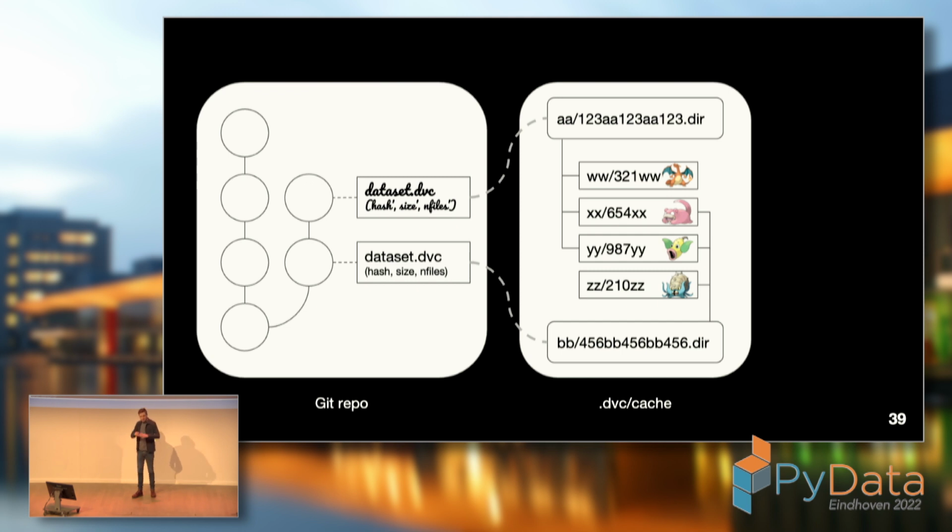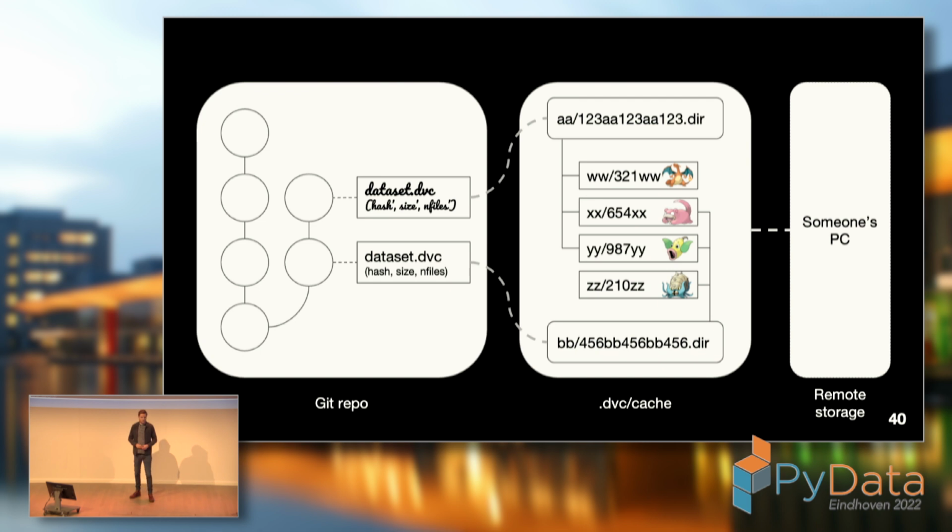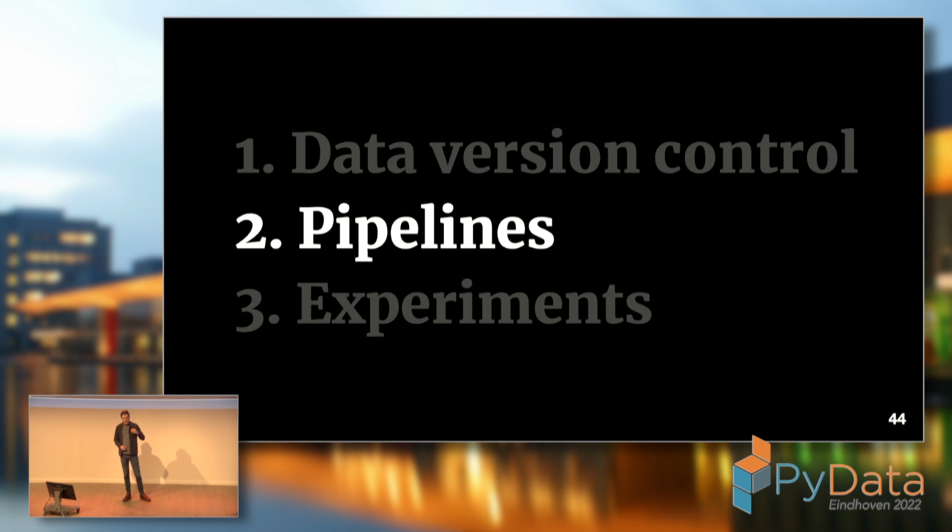So straight away, we have a DVC cache. We don't need to duplicate our data for multiple experiments, and we can track given data sets to given experiments in our Git commit history. And if you want to get really fancy, just like you usually don't run Git only on your local computer, you can also mirror your DVC cache to someone else's PC, which may be an S3 bucket or something on Azure, can even be Google Drive. We can upload this to the cloud. So that's the basic data versioning.